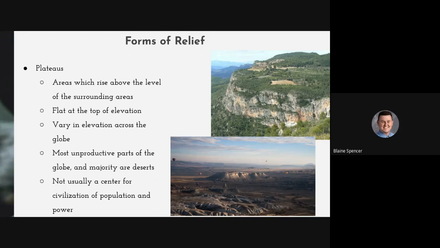Why would they not be a place for civilization and power? Thatcher? Okay, I like that. Good, good. Kiki, what do you think? Why won't plateaus be a place for civilization and power? That's right. Yes, I like what both of you said.